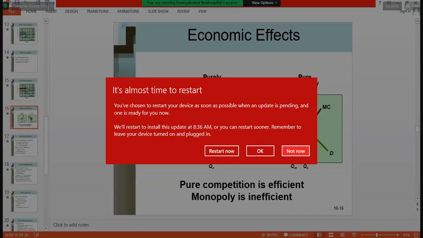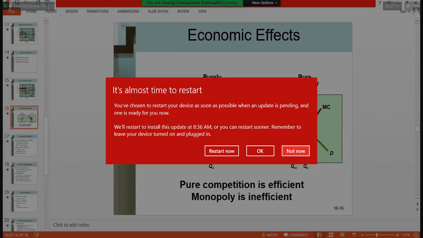When price equals marginal cost, resources will be allocated efficiently. Here we produce less than the society wants. Society wants QC, where price equals marginal cost. That is the one the society wants. But we produce less than that.